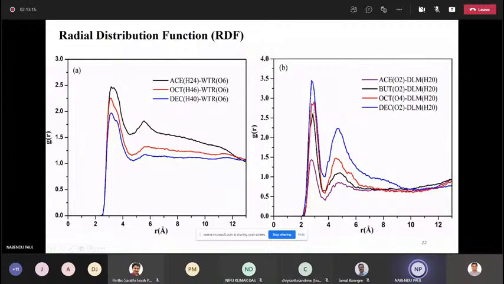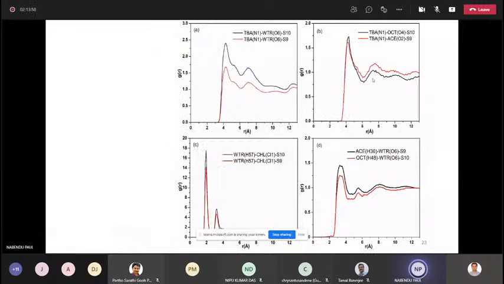The g(r) value is different for each and every system, and it follows the similar trend that we found previously. The decanoic is highest, then octanoic acid, then butanoic, then acetic acid is very low. So you can say that decanoic and octanoic have more hydrophobic properties, or higher interaction among the HBD-HBA, than acetic acid and HBA. So these are the continuation of the RDF for other systems.